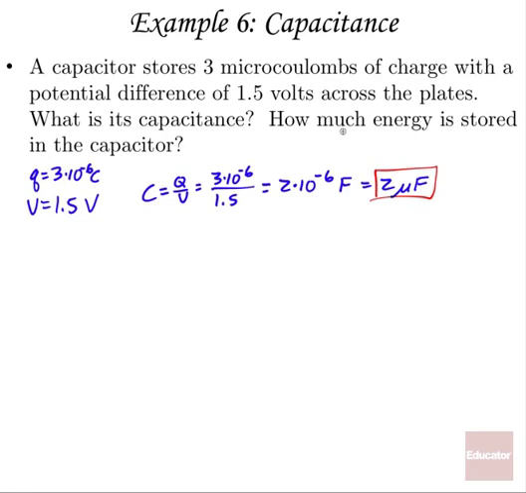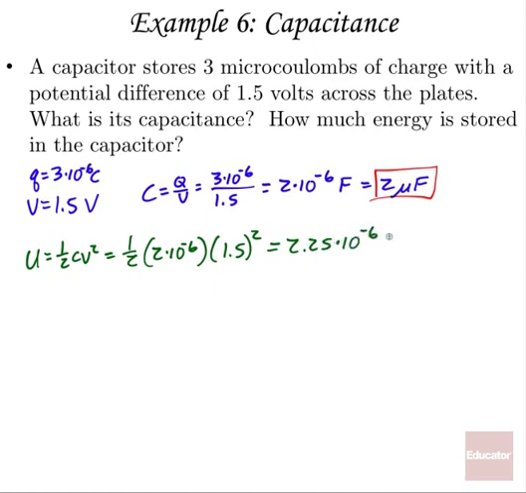How much energy is stored in the capacitor? Well, we could do this a couple different ways, but let's start off with 1/2 CV squared. That's going to be 1/2 times, we just found our capacitance, 2 microfarads, or 2 times 10 to the minus 6 farads, and our potential difference, 1.5 volts squared, gives us 2.25 times 10 to the minus 6 joules.